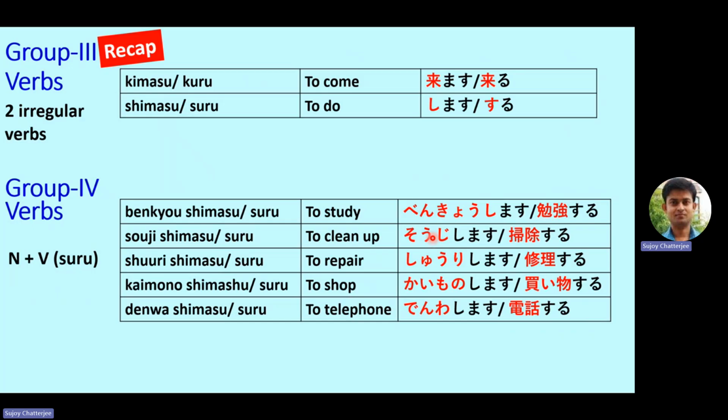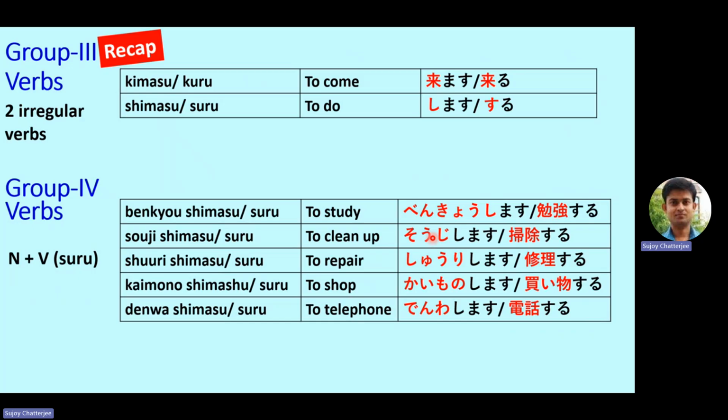And group 4 verbs is a combination of noun and this verb suru. That means to do some specific activities for which the word is a noun. For example, benkyo suru or benkyo shimas. Benkyo means study, which is the noun form. And if you say benkyo shimas, then it means to study. That means it becomes a verb. Similarly, soji shimas or soji suru, that means to clean up. Shuri shimas or shuri suru, to repair something. Kaimono shimas, to shop. Denwa suru, to telephone. That is to talk over the telephone, to call someone.